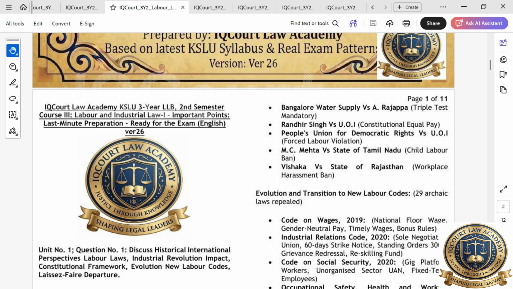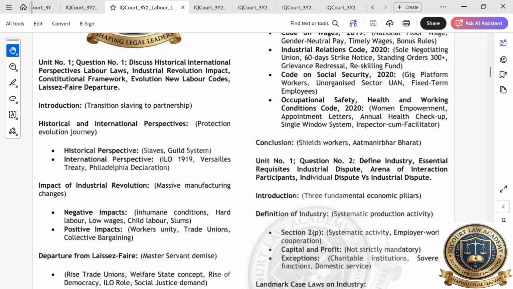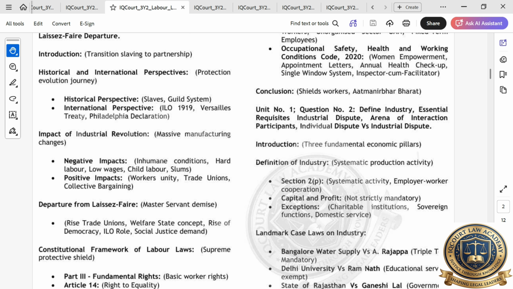You can judge yourself, you can evaluate yourself. Think of yourself as an evaluator, with a basic sense, whether you will be able to score good marks or not. This is the way we have prepared the IQCourt material. It is one of the unique, highly standard and premium materials we are providing to all of our students.